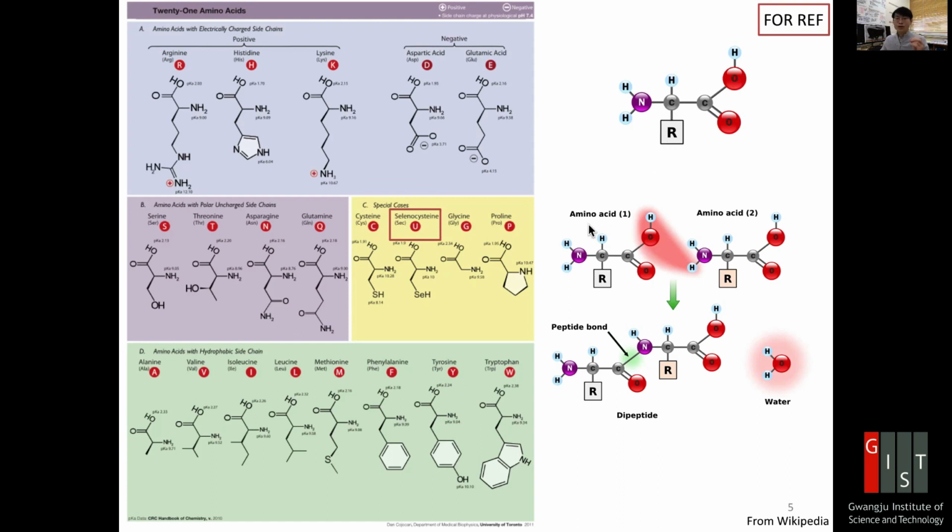And with this one amino acid and the other amino acid, you can see this carboxylic side COOH, this OH and H from this amine, and this H2O will come out as a water molecule, and the rest can be connected. The CO and this NH, CONH, become a polypeptide, this peptide bonding. So this is peptide bonding, and it keeps making a chain of amino acids.